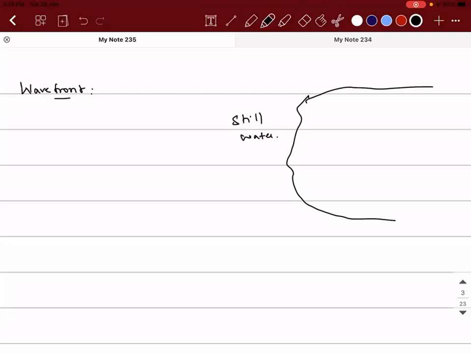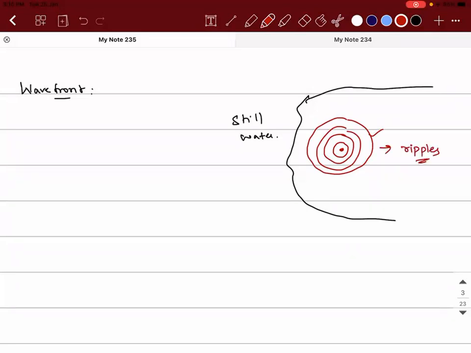Suppose there is still water. Let's say I give you a stone and you drop the stone into that still water. Then immediately I'm sure you will observe something like this, where circles keep traveling, and the technical name given to these circles is ripples. The water ripples are formed, as a result of which you can see them traveling.